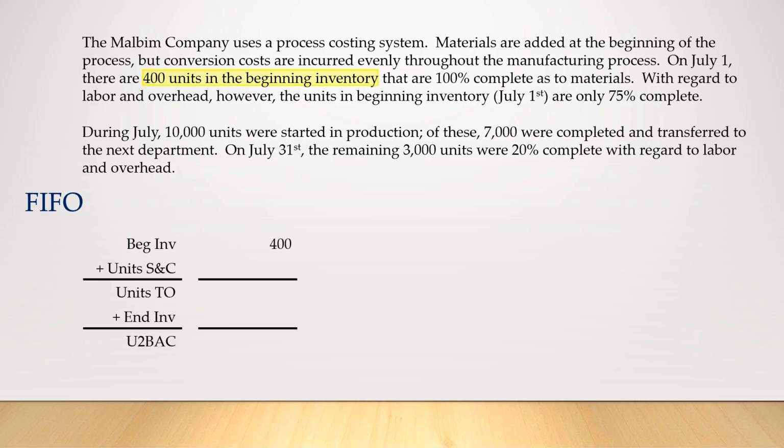Beginning inventory is 400 units. Next, we have 10,000 units started for the period, of which 7,000 were completed and transferred out. In other words, 7,000 units were started and completed. We now know our units transferred out to be 7,400 units. Add to that our 3,000 units ending inventory to get our units to be assigned costs, 10,400 units. As a partial check on your work, notice how our units started and completed and ending inventory reconcile to our units started in production.